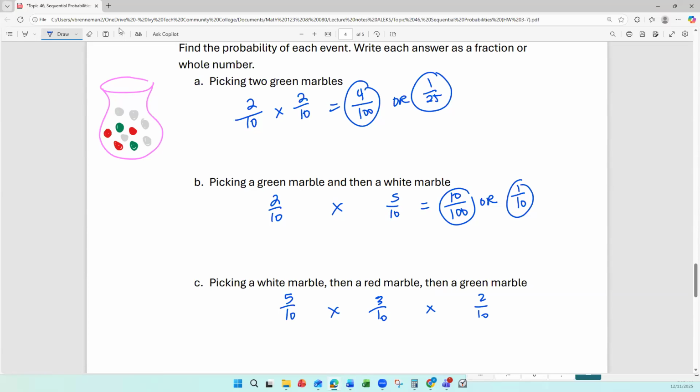If you get into probability beyond this course, we're sticking to keeping things simple and imposing this order rather than saying the probability of getting one of each color would be a much more complicated calculation. This is going to be 30 out of 1,000 or 3 100ths.